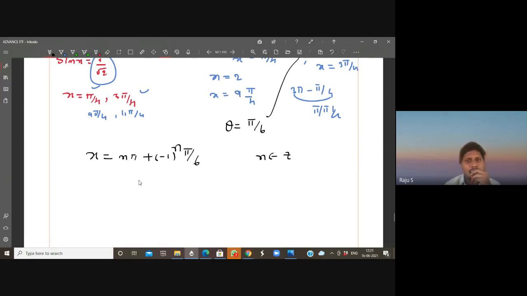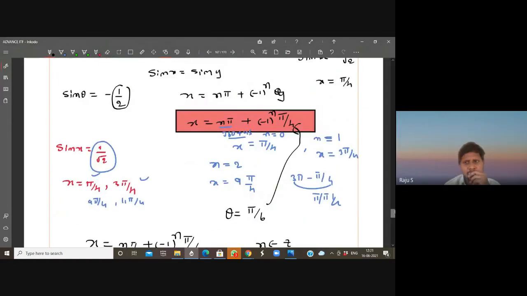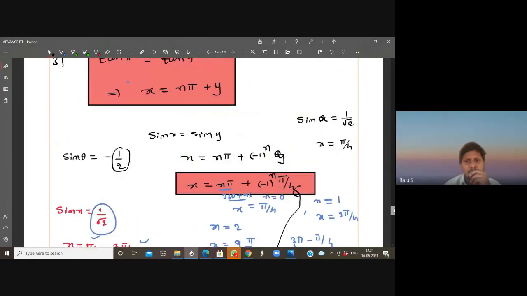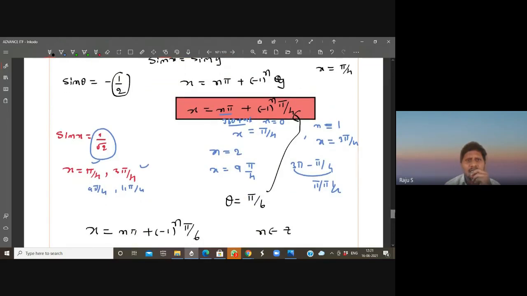Now, what are the uses of these principal and general solutions? They are used in finding the number of solutions of the equation. Principal solution means, sometimes they ask, for example, if you give sin x is equal to minus 1 by 2, for what value of theta it will be minus 1 by 2. Here we are finding the solution indirectly.